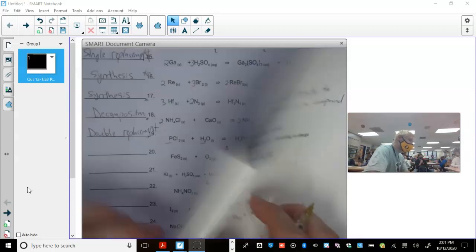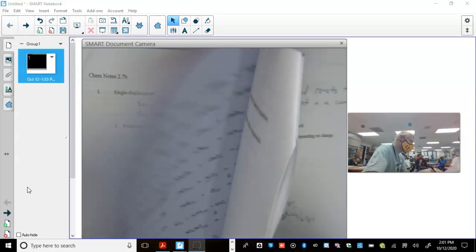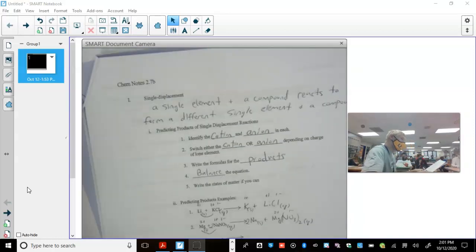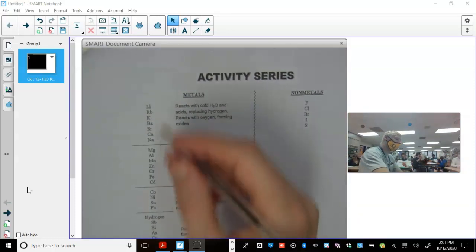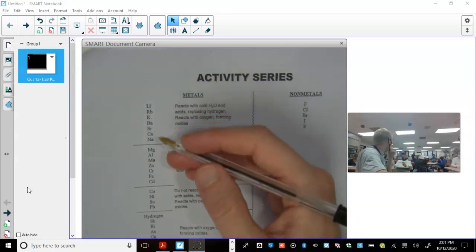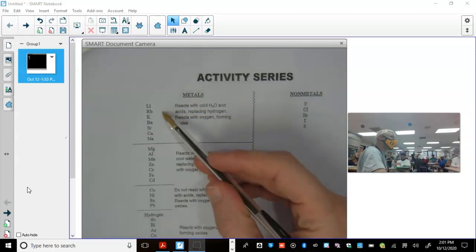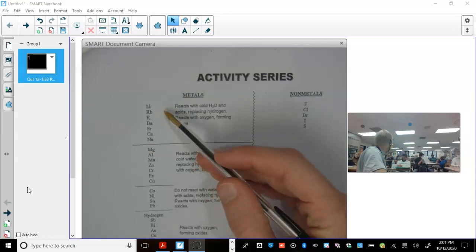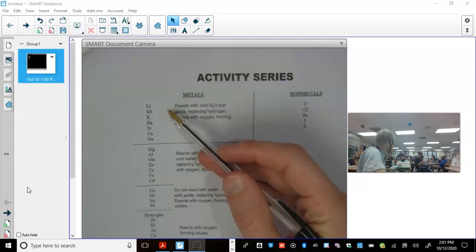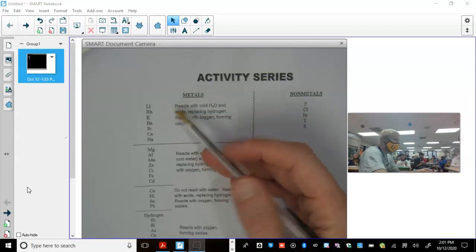All right, so I got to look at the activity series. In the activity series, that's on the back of my front cover. There it is, activity series. I got a whole bunch of elements. They're listed in an order. The ones on the top are going to most readily oxidize, which means that they're the most reactive.